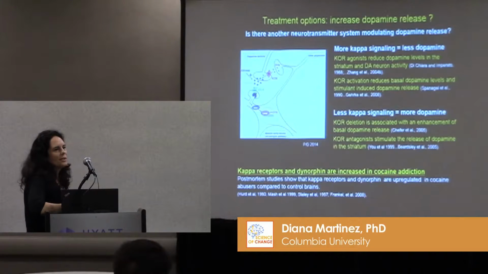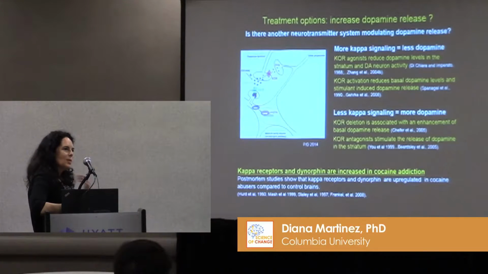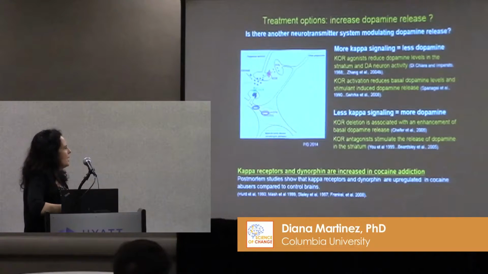So we were very interested in this system because not only does it sort of describe what we're seeing with the PET imaging data with dopamine, but it also gave data suggesting that if you can inhibit or block the system with antagonists, you may have a valid treatment in addiction, which would directly impact the dopaminergic system. We also know from post-mortem studies, most of them done in the 1990s, that kappa receptors and dynorphin are upregulated in the brain in individuals who died from cocaine toxicity.